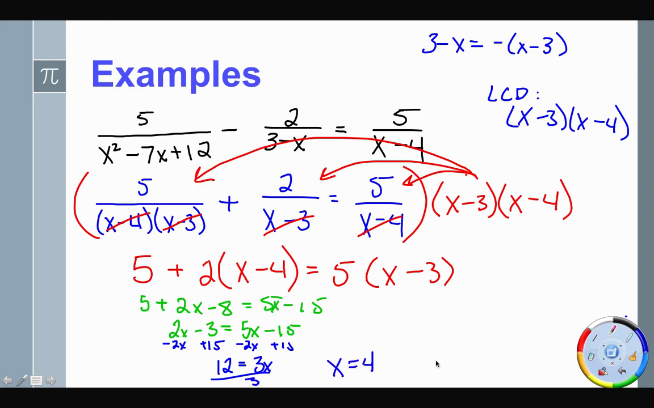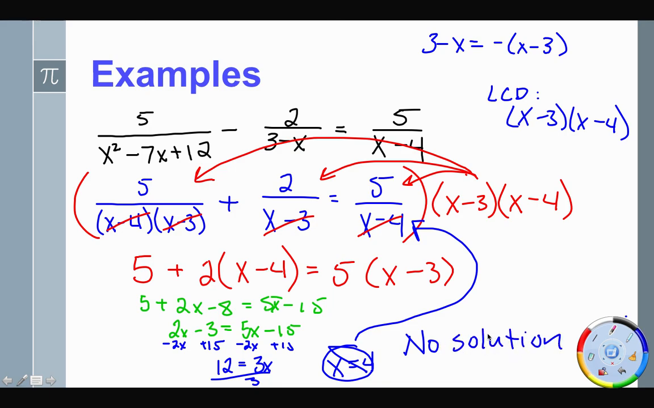But here is a problem. If we were to take 4 and plug it back into this part of the equation, or even the beginning part of the equation, I would get 0 in the denominator, which means that is extraneous. And since that was the only answer that we got, that means that there are no solutions. There is no solution to this particular equation. And that's okay. What you've done is you've proved that there was no solution to that particular equation.